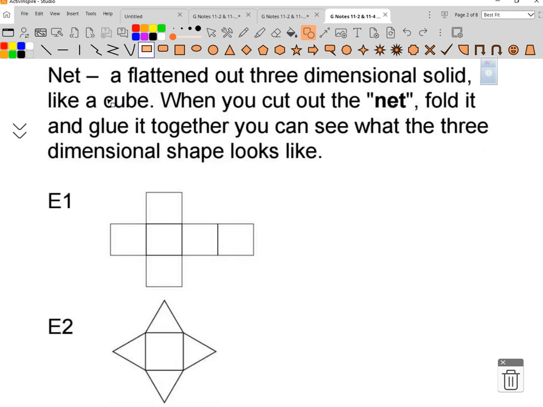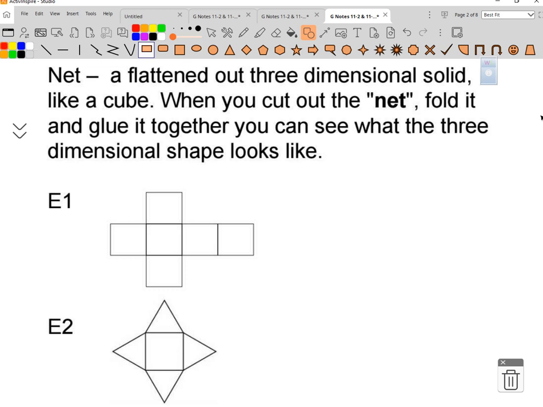So these are nets. A net is a flattened out three-dimensional solid like a cube. So a cube is like a die or dice, right? When you cut out the net, fold it and glue it together, you can see what the 3D shape looks like. And I did one for you.